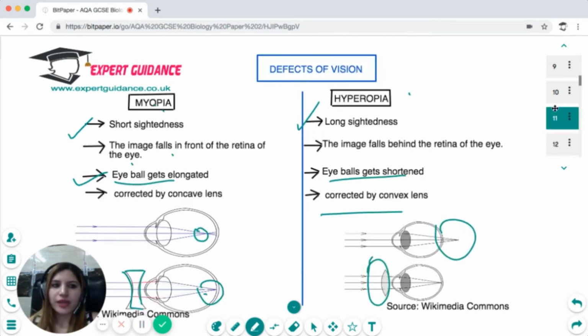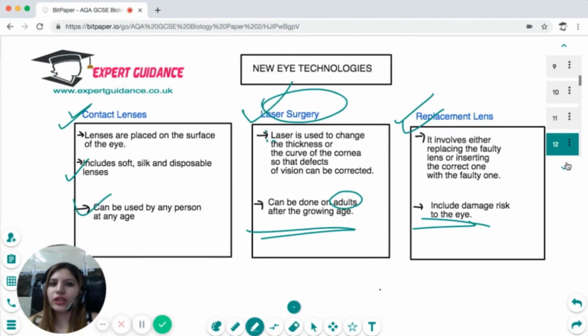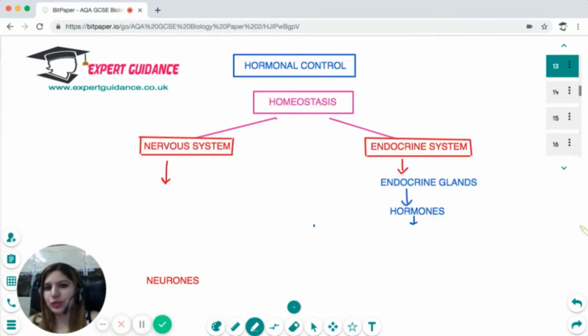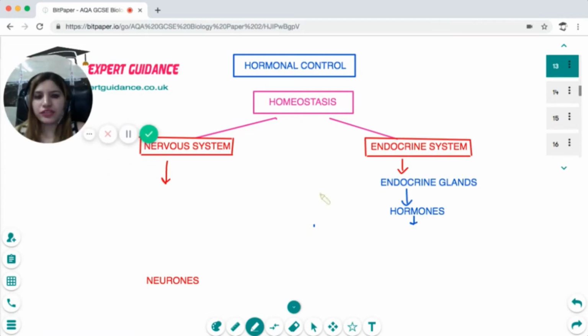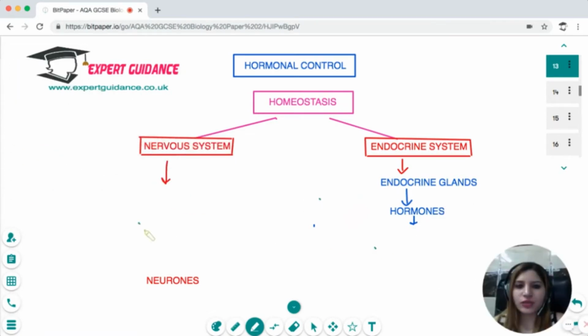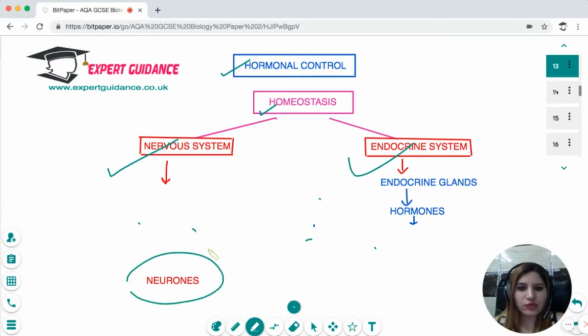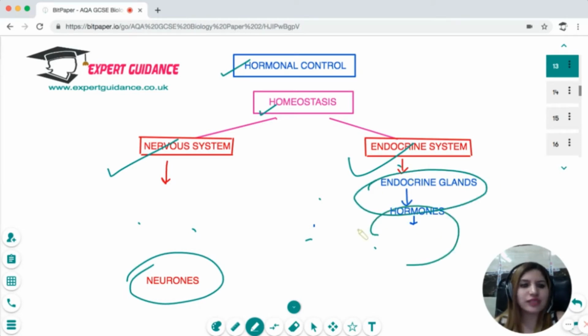Okay, so I hope all these defects of vision and their treatments are crystal clear to you. Now we have seen the hormonal control. Now let us see the nervous control. To remind you, we started with this concept of homeostasis, and we saw that homeostasis involves the nervous system and the endocrine system. The nervous system uses the system of neurons, and the endocrine system involves the endocrine glands, which release the hormones to bring the body back into its normal levels.